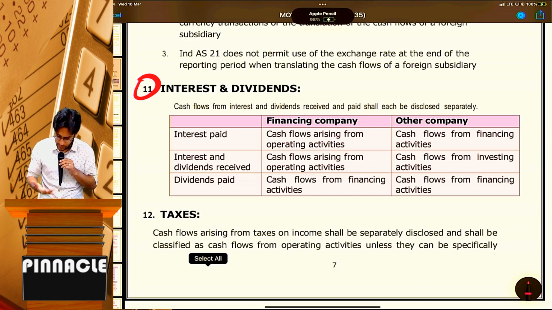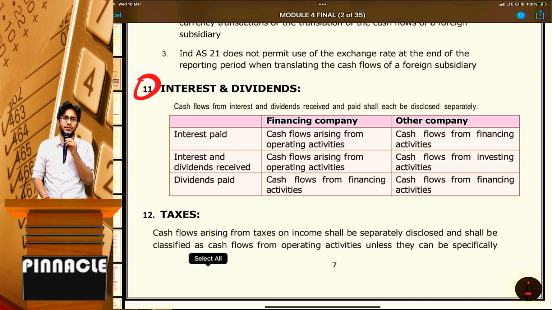The reason is that banks and NBFCs cannot hold idle cash. They will have some liquid cash, but they won't keep their entire cash liquid; somewhere they have to invest. When they invest, obviously they will get interest income and dividend income. That's part of their core operations. So even dividends are an operating activity if you are a financial institution.